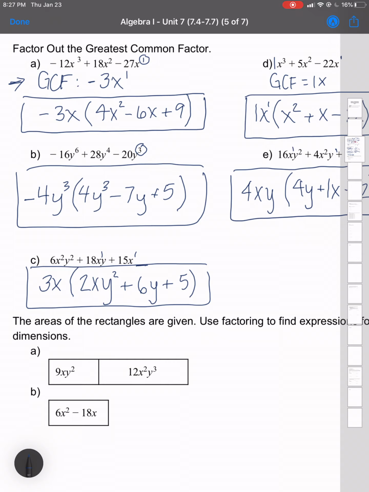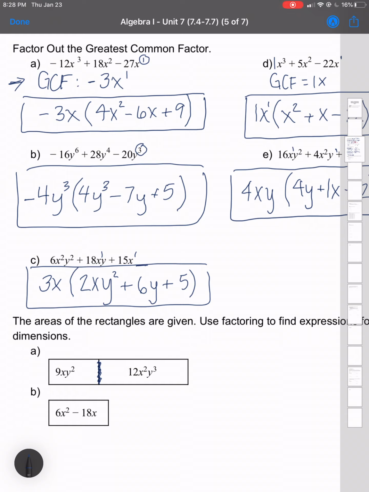Okay, the last part we're going to look at is the areas of rectangles. This is the exact same as what we just did with factoring out the greatest common factor. We're just going to do a more visual method of it in terms of an area. Remember, area is length times width. This side right here is our common side, which would be the width of our rectangle. So we're going to find the greatest common factor of 9xy squared and 12x squared y cubed. That's going to tell us the width of our whole rectangle.